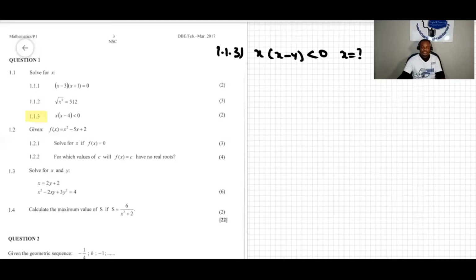x. So a situation like this, because of this inequality symbol, this is no longer an equation, but it is an inequality. To solve an inequality, we need to first determine the critical points. The critical points are those values of x that determine the boundaries of the interval over which x makes this function lesser than 0 or greater than 0.